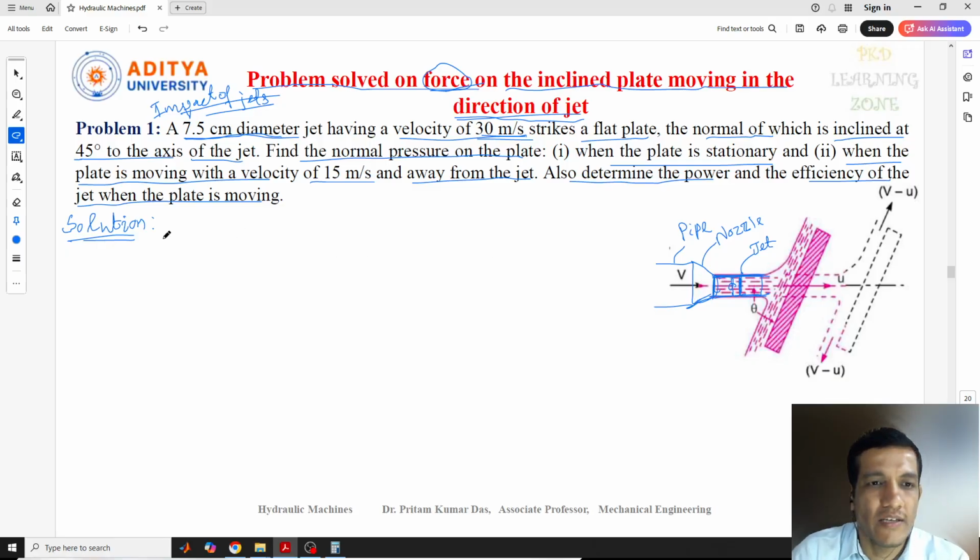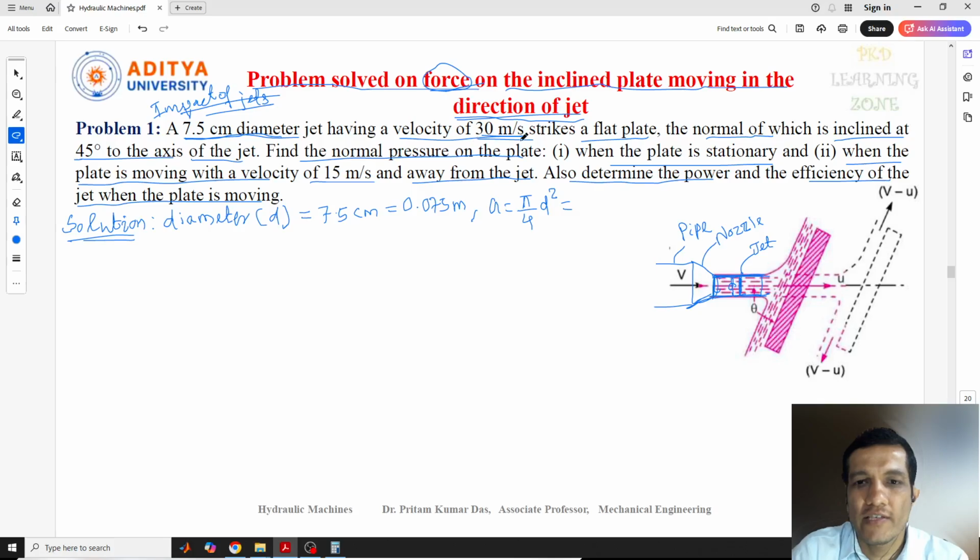The diameter of the jet, we write D, is 7.5 centimeter, and we can convert this into meter, which is 0.075 meter. From here we can also calculate the cross-sectional area of the jet. Since the diameter is given, we can calculate the area, and the formula is pi by 4 d square. We can calculate this. Now the next one is the velocity.